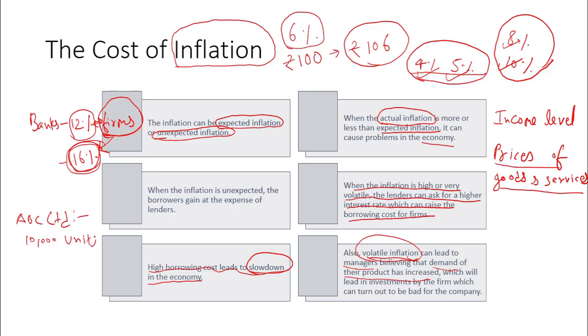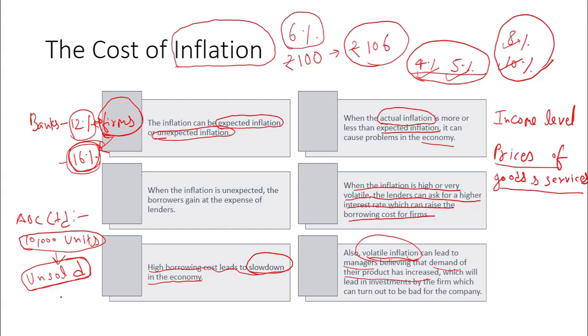Let's say ABC Limited is manufacturing smartphones and, due to volatile inflation, mistakenly thinks that the demand for their smartphone has increased. So they will start manufacturing 10,000 more smartphones. But the demand for their smartphones has not increased. So what will they do? These 10,000 units of smartphones will be unsold. They won't be able to sell them, which is very bad news for the company because they have spent their money manufacturing the smartphones, but they are not getting any sales out of it.